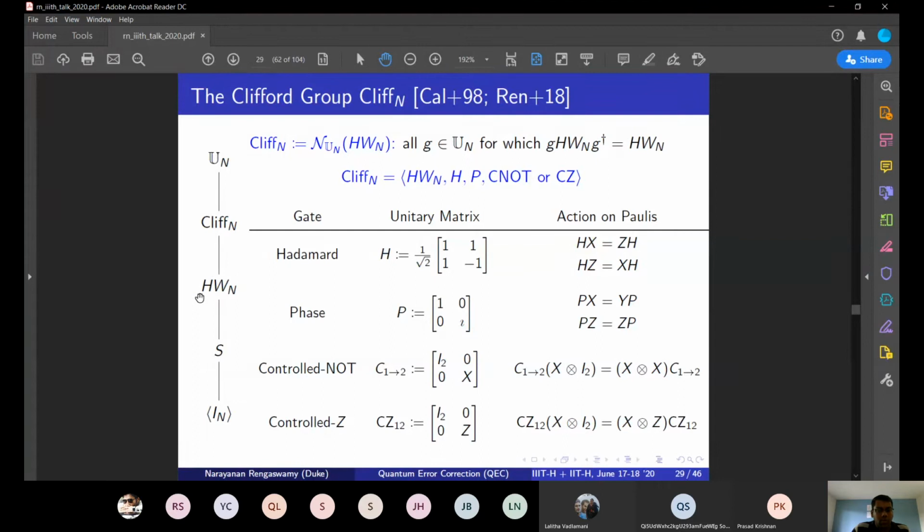So put another way, Clifford group is defined as the normalizer of the Pauli matrices in the unitary group, which just means that when you take any Pauli matrix and you conjugate by a Clifford, you get a new Pauli matrix. And these are some of the standard Clifford operators. We already saw the Hadamard and the controlled-NOT when we talked about encoding the 3-qubit code. And there is this phase and controlled-Z. So these are like the standard gates that people think of implementing in the lab.